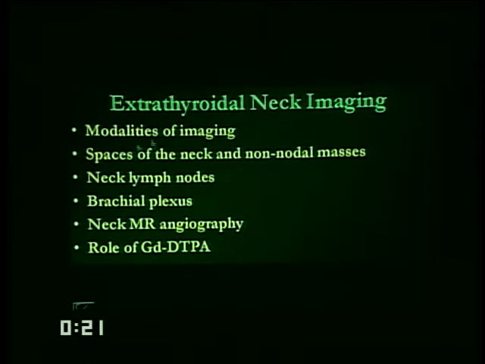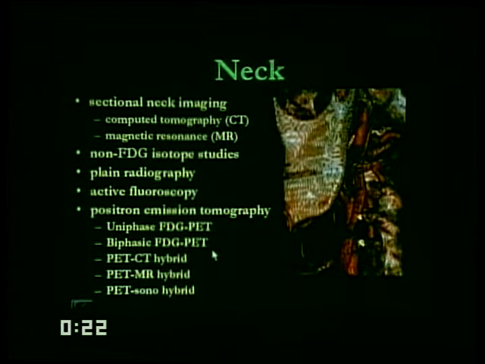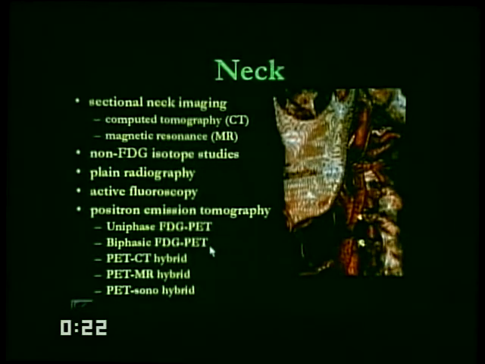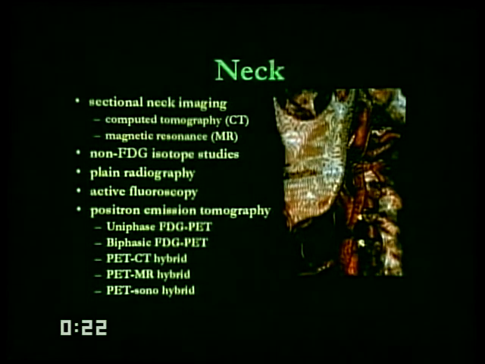A little bit about the brachial plexus and briefly touching upon the role of MR angiography, more on angiography using MR and intravenous contrast during the neuroanatomic sections. So what are the ways in which we can look at the neck? Sectional neck imaging, non-FDG isotope studies, and of course the big one is FDG PET imaging. And PET has revolutionized the way in which we look at neck lymph node pathology as well as head and neck cancers. So very, very important to know about PET within the neck itself.